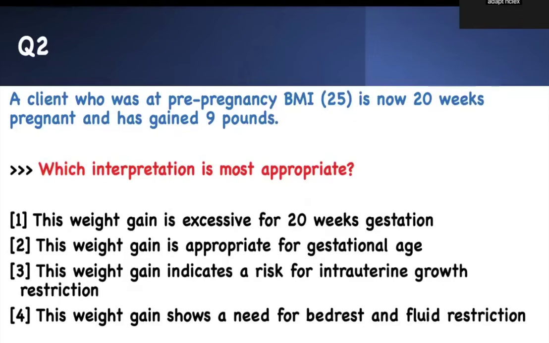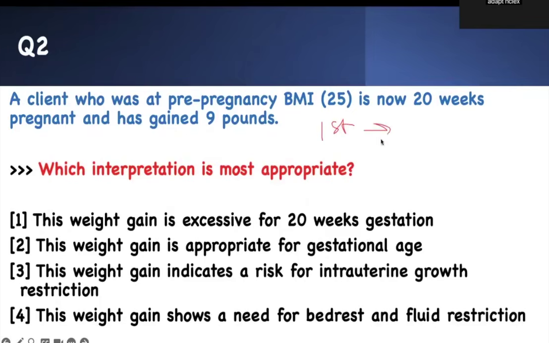This weight gain indicates a risk for what? Intrauterine growth retardation. That means the baby is not growing. This weight gain shows a need for bed rest and fluid restriction. What is the concept I want you to take with this question? If you don't know, remember it and write it down.